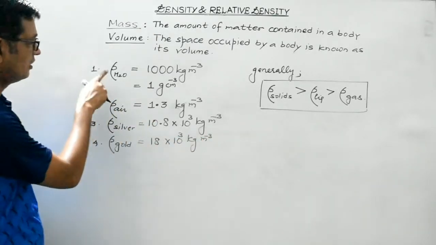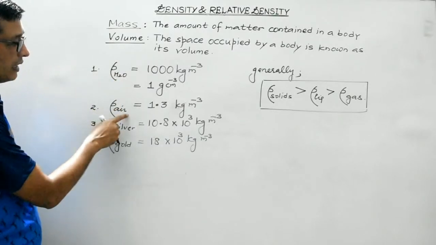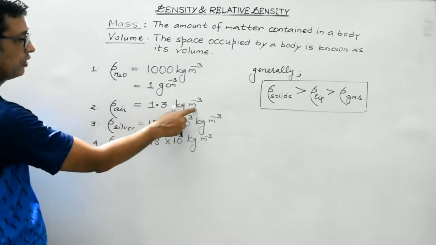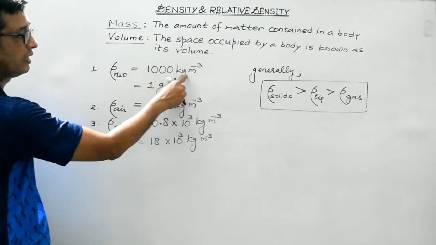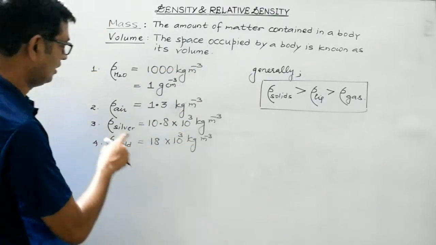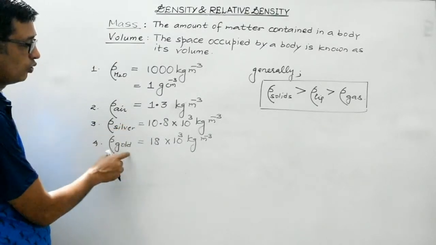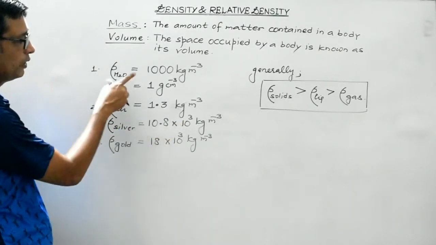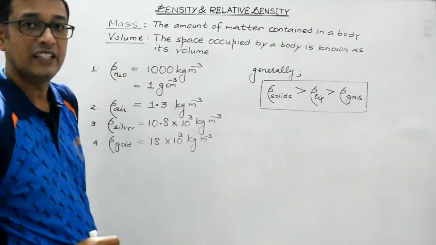So as you can notice, this is liquid, this is gas, its density is only 1.3. Density of water is 1000 kg per meter cube. Let us express the density in SI only. These are the solids, silver and gold. Their density is very large as compared to that of gas as well as that of liquid.